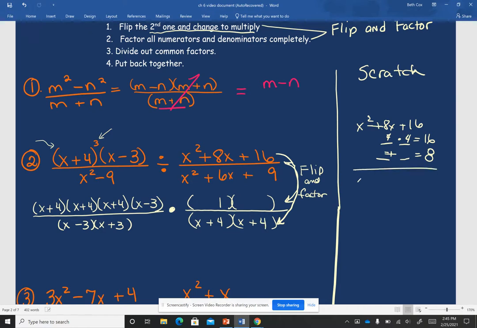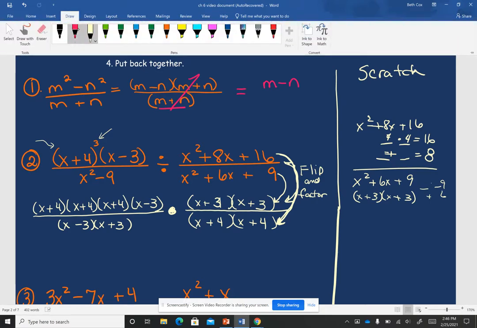Okay, and then the x squared plus 6x plus 9. Two numbers that multiply to give me 9 and add to give me 6, or 3 and 3. It'll be plus 3, plus 3. So this one's x plus 3 and x plus 3. Okay, so I factored and flipped. This one goes here. That one goes there. Change it to multiply. Okie dokie.